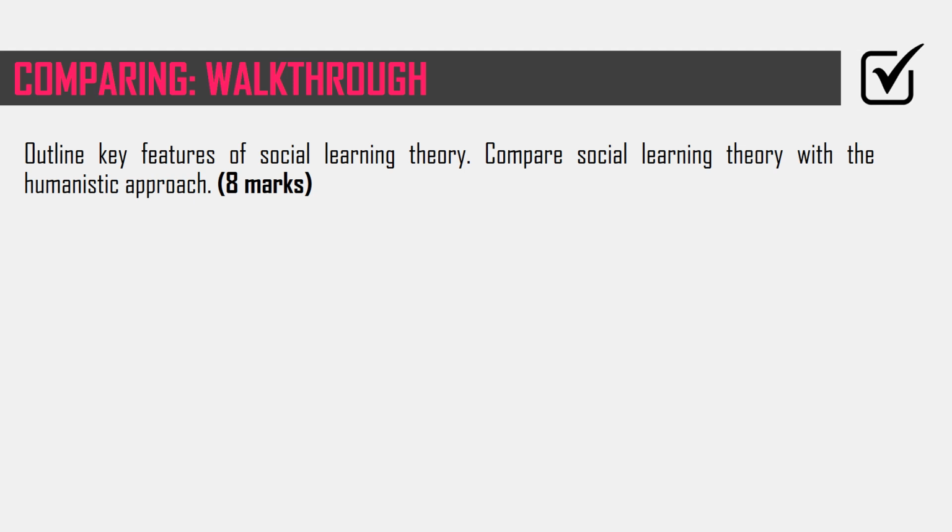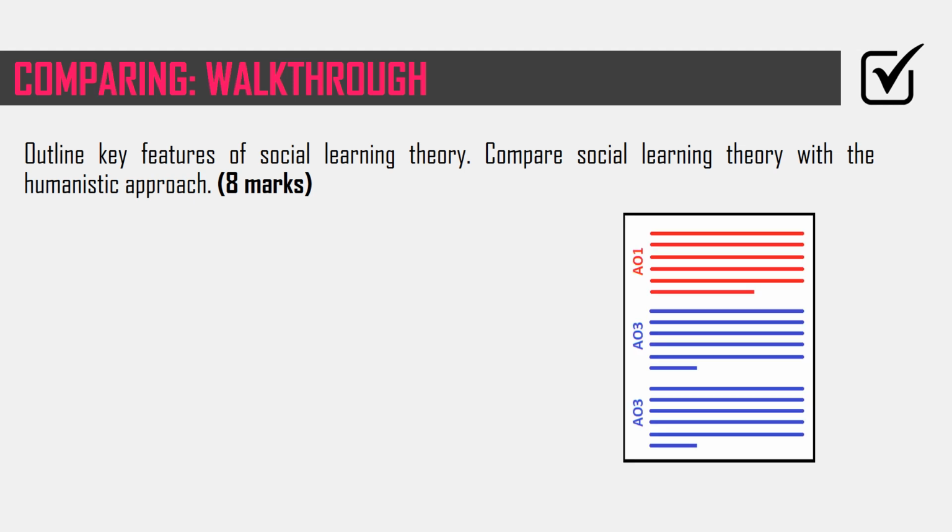Okay, this time we're going to go back to approaches, and the question is: outline key features of social learning theory. Compare social learning theory with the humanistic approach for 8 marks. Okay, when I think 8 marks, I like to think in terms of how much am I writing, what's it going to look like on the page. For an 8 marker, it does depend on the size of your writing, I suppose, but I'd be writing about a side and maybe 1 paragraph, so about a third of a page on the outline, and then 2 reflecting the balance between AO1 and AO3. So it'll be 3 plus 5 for knowledge and comparison.